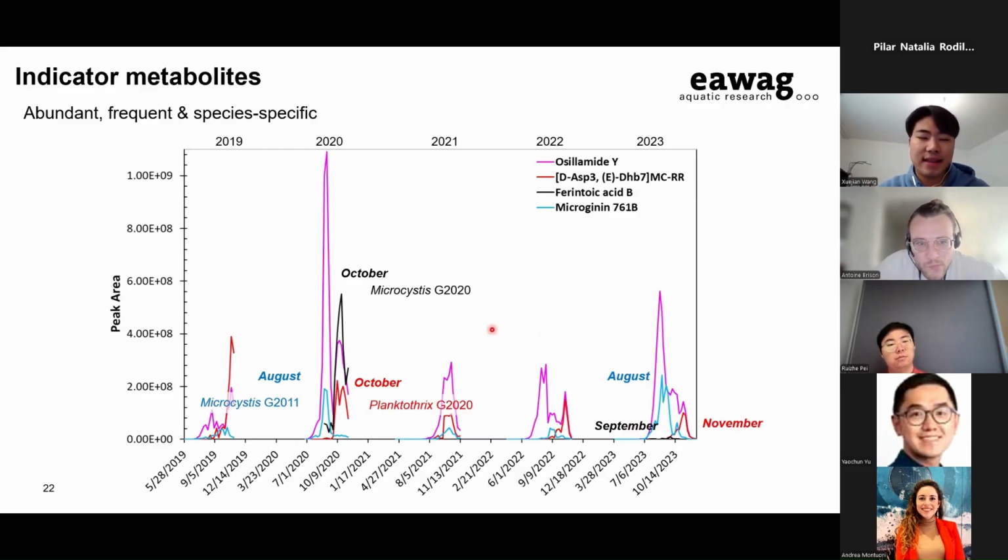When they reach the highest abundance, we could think that maybe the producing cyanobacteria's biomass also increases highly in that month, or the productivity of the producing strains is very high in that month. So in a way, the indicated metabolites reflect the cyanobacteria strains.